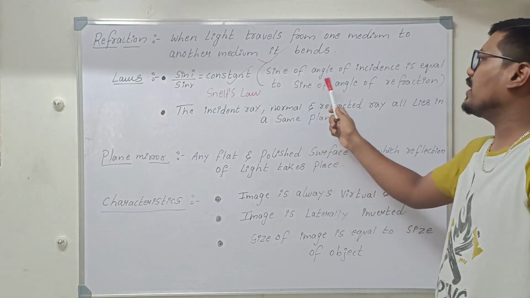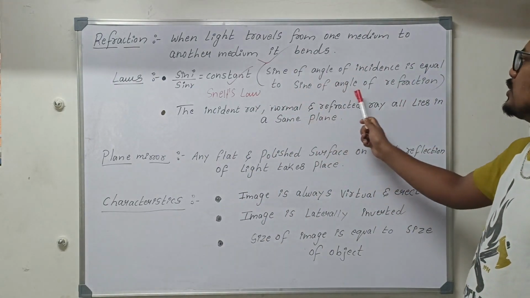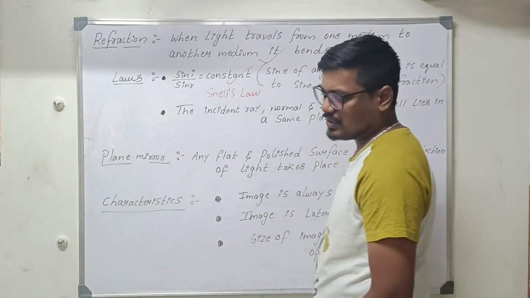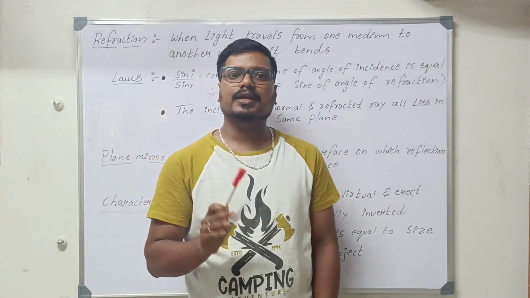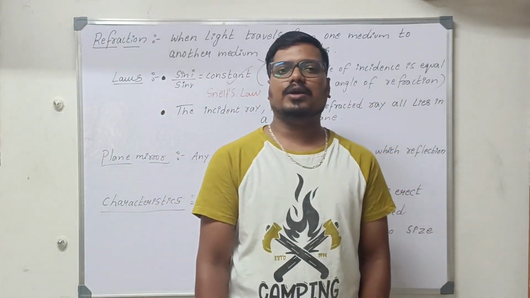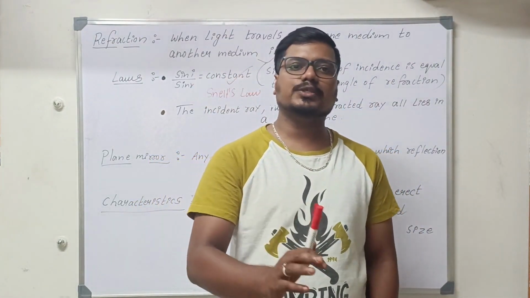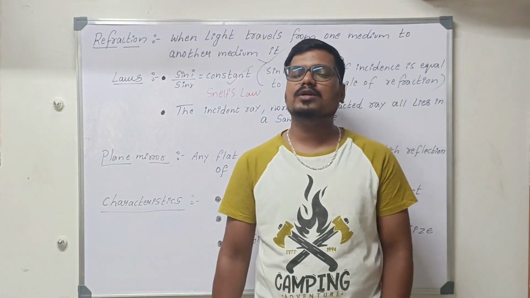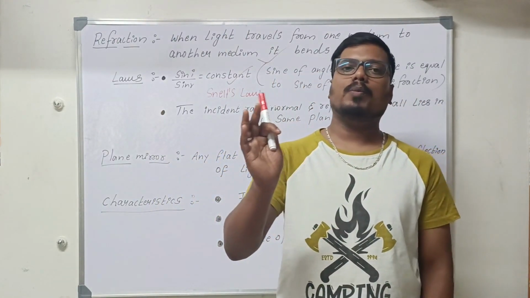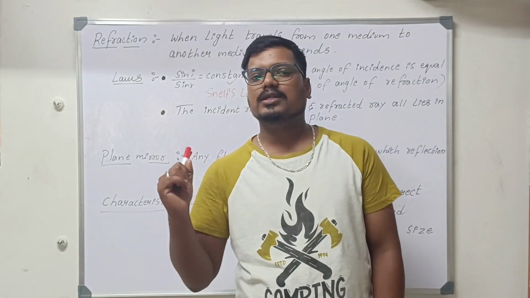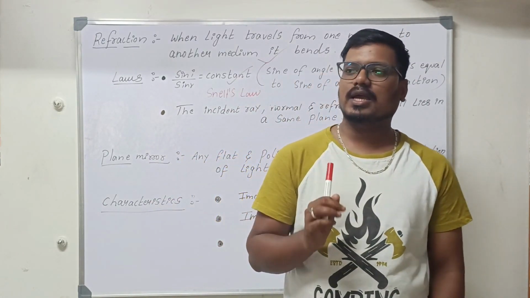It is the sine of the angle of incidence divided by the sine of the angle of refraction, equal to a constant. We consider the sine because, in trigonometry, it is the first function, defined with respect to the opposite side and the hypotenuse.